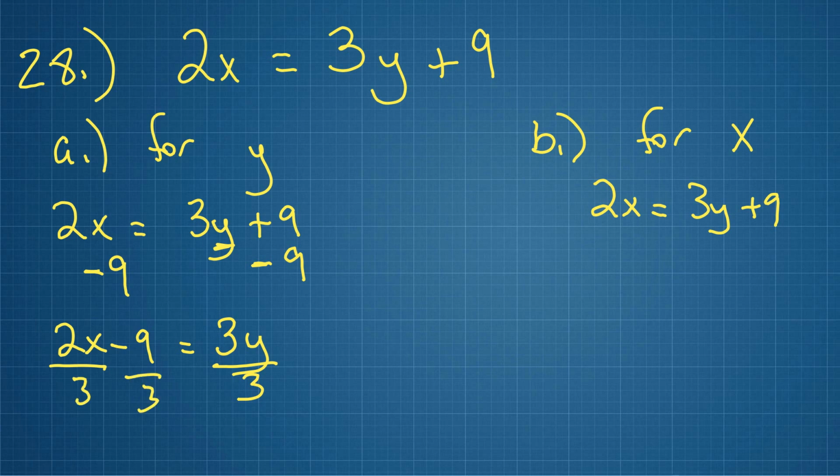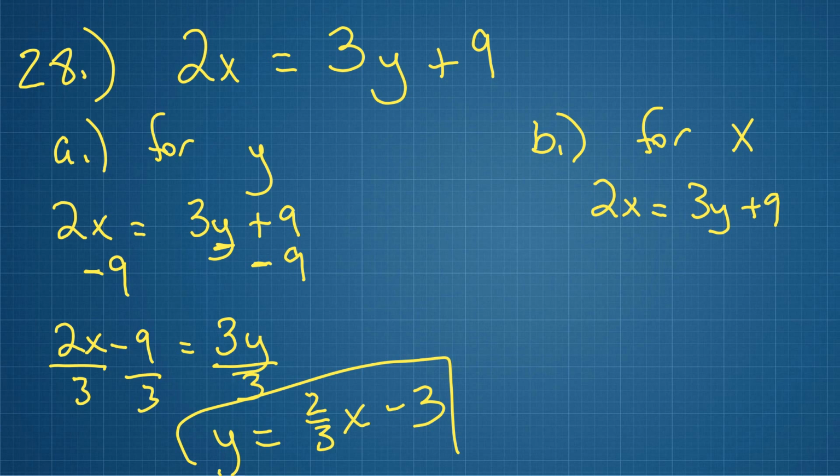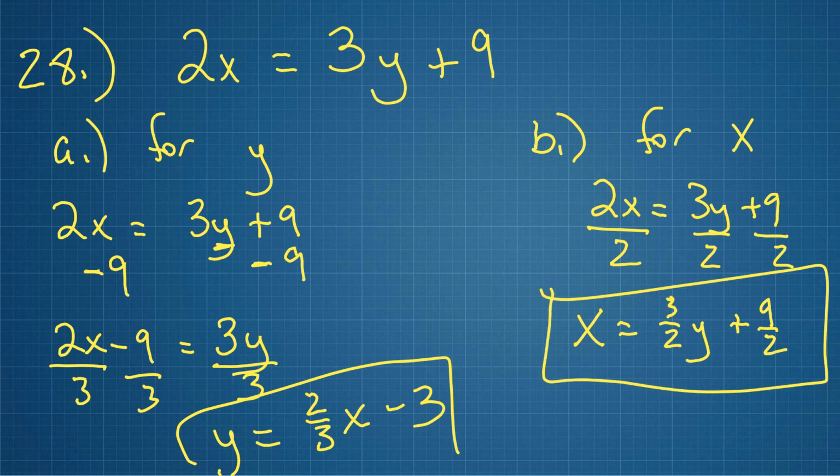So I get y, I just write it first, you don't have to write it first, equals 2/3 x, minus 9 over 3 is minus 3. There you go. Now x is even easier. X is already almost by itself, there's just that 2 in the way. So I just divide everything by 2. So I end up with x equals 3/2 y plus 9/2. And I'm done. That simple.